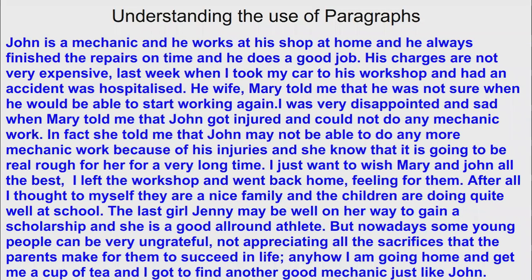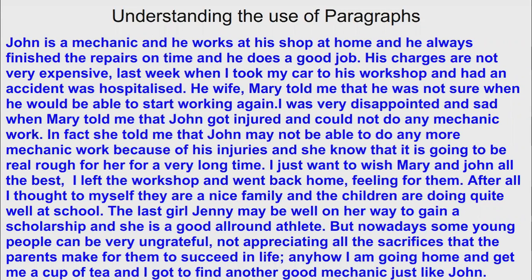So after workshop, it should read John had an accident and was hospitalized. His wife, Mary, told me that he was not sure when he would be able to start working again. I was very disappointed and sad when Mary told me that John got injured and could not do any mechanic work. In fact, she told me that John may not be able to do any more mechanic work because of his injuries, and she knows that it is going to be real rough for her for a very long time. I just want to wish Mary and John all the best. I left the workshop and went back home feeling for them.